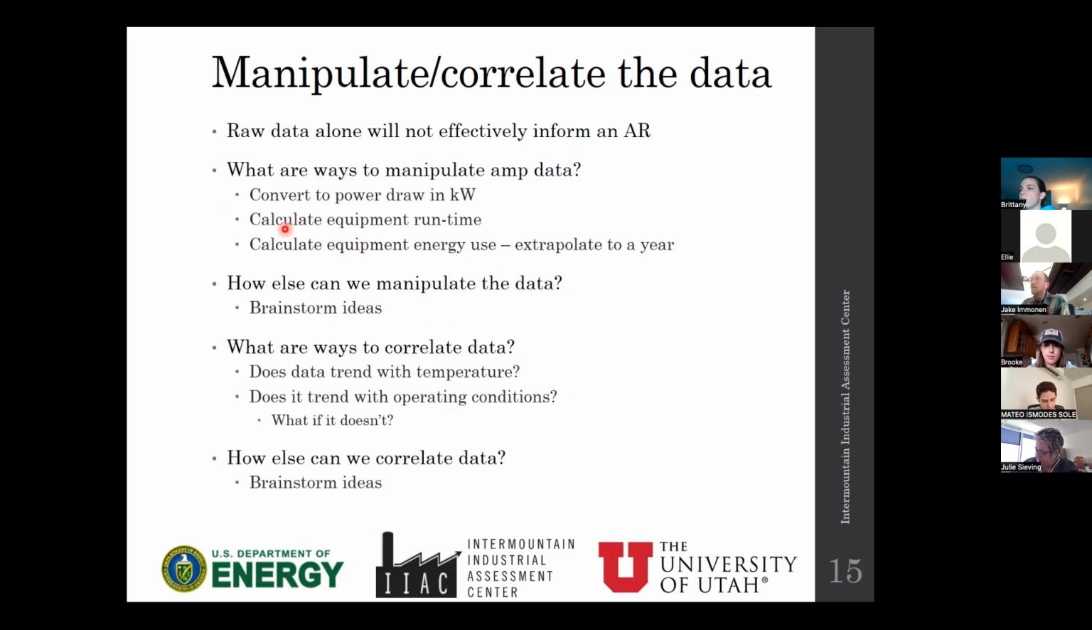You can easily calculate equipment runtime. That's a good one to do. You can calculate energy use by essentially integrating your kW data.